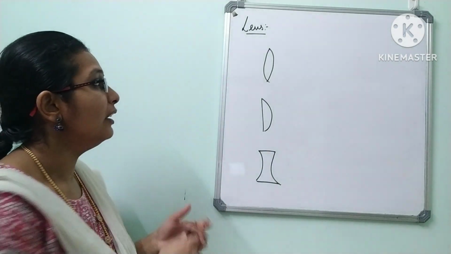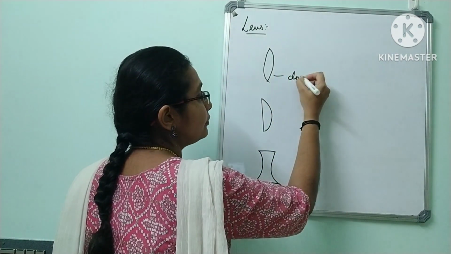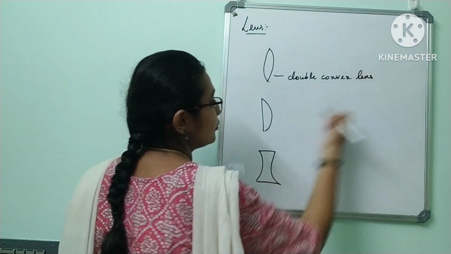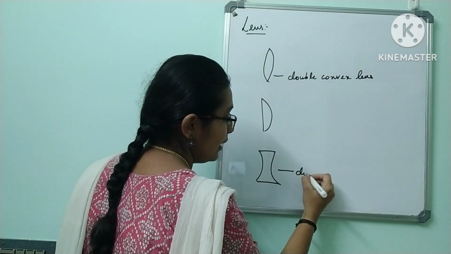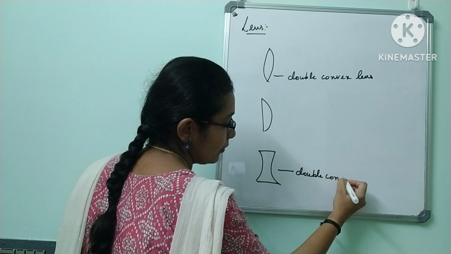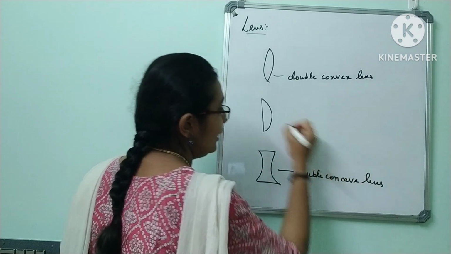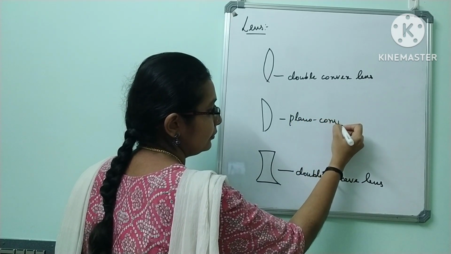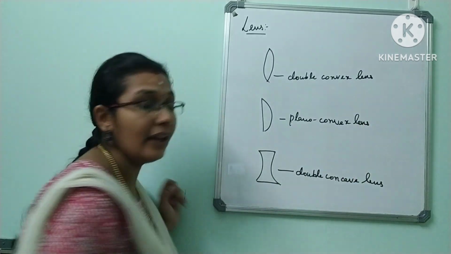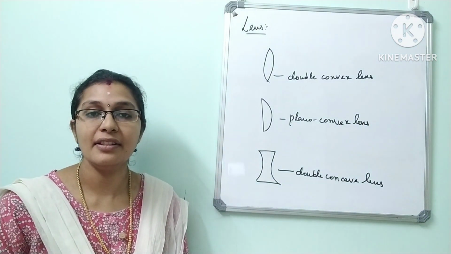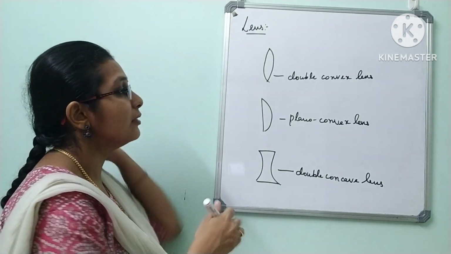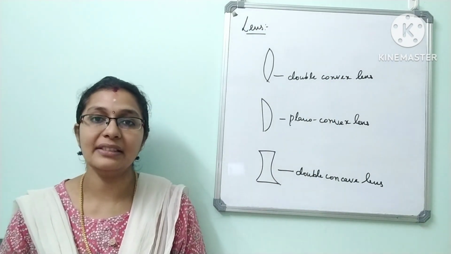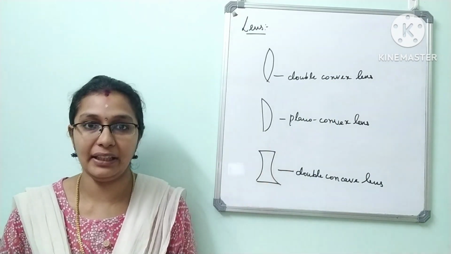Clear? So we call this a double convex lens. And here it is a double concave lens. And we say this is a planar convex lens. So we will learn the first and third one, where both the surfaces are spherical. A double convex lens can be simply called a convex lens, and a double concave lens can be simply called a concave lens. Both are one and the same.